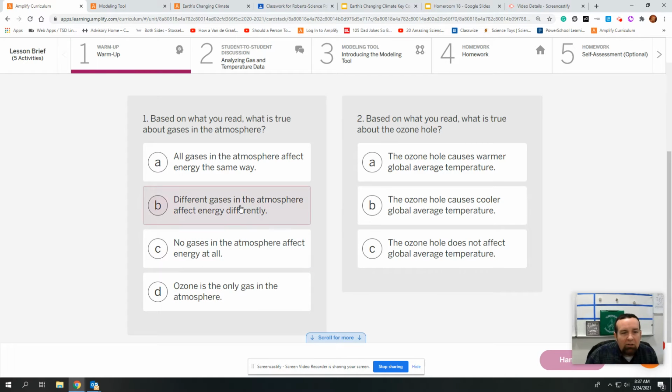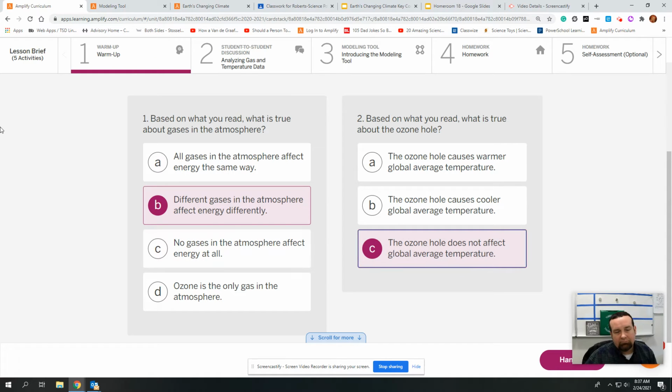So, hopefully, we chose B and we chose C, because those are the answers, friends. Let's move on. Push that hand in button, and let's go. Interesting that ozone does not affect the temperature, but it can still be extremely harmful by letting in too much ultraviolet radiation.